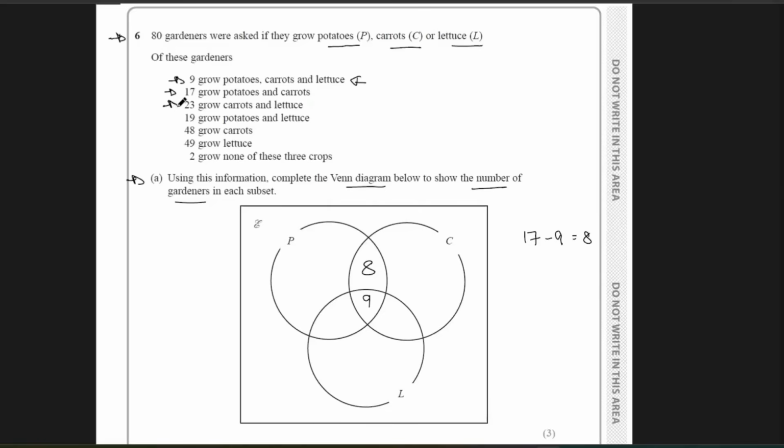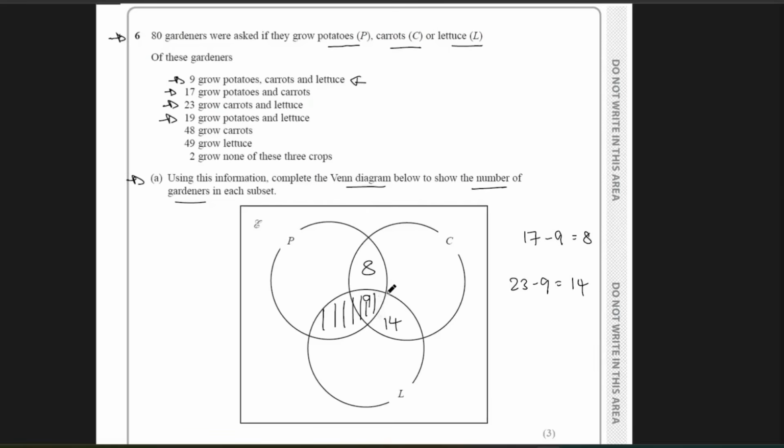Okay, next, 23 grow carrots and lettuce. Carrots and lettuce is represented by this area. 9 gardeners have already been accounted for. The rest would be 23 minus 9, which is 14. So 14 gardeners grow carrots and lettuce only. Next, 19 grow potatoes and lettuce. Potatoes and lettuce is represented by this area.